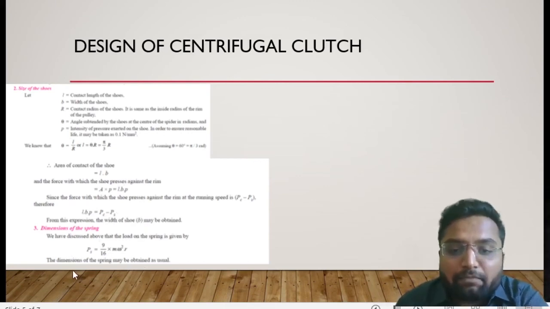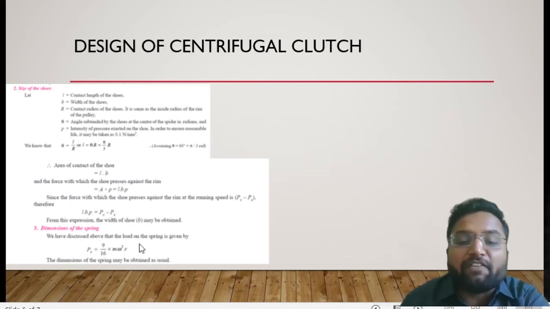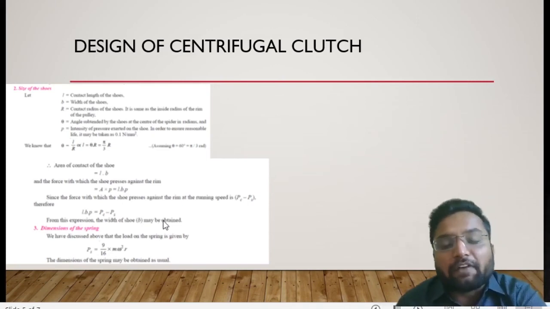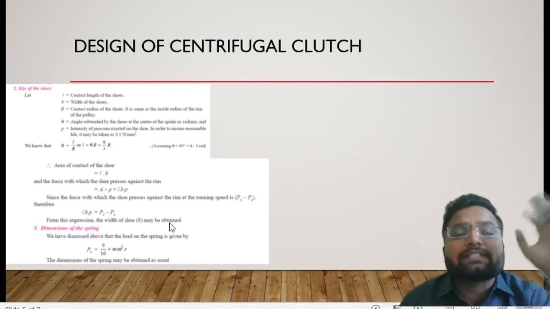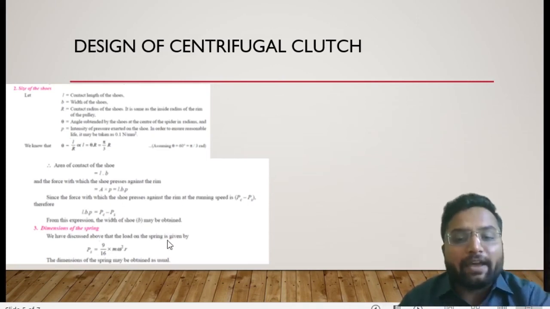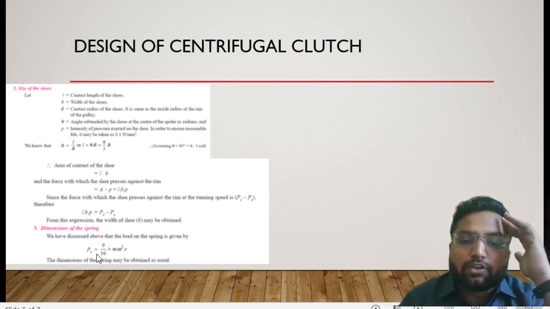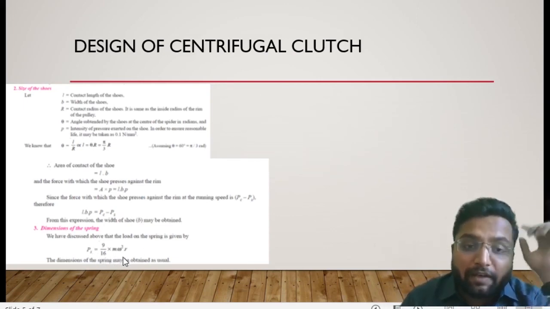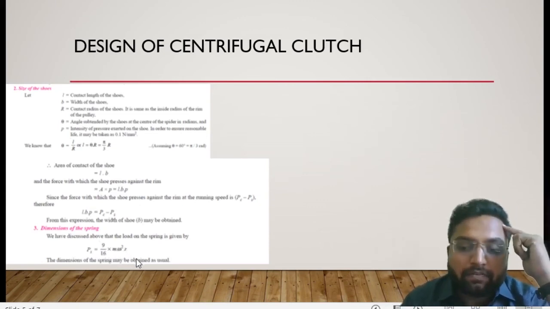At the same time the dimension of the spring can be found out. How can we find this dimension of the spring? Spring is nothing but a wire, which is a cylindrical wire. So ultimately Ps, which can get into twisting motion, is 9 by 16 m omega square r.